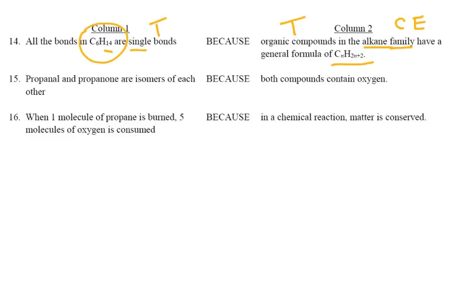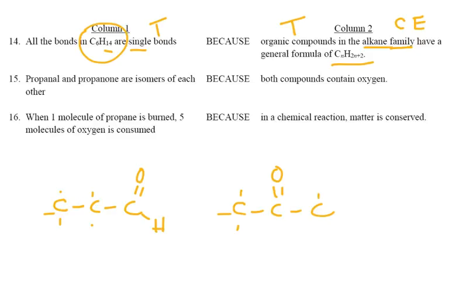Propanal and propanone are isomers of each other. Well, we need to draw these. So propanal is 3 carbons, and it has a double bonded O and an H. It's an aldehyde. And propanone is 3 carbons, and it has a double bonded O, but this one is in the middle. So we can see that this is still going to have the same formula. There's going to be 1, 2, 3, 4, 5, 6 hydrogens on each one, 3 carbons on each one, and an O. So this is true, that they are isomers of each other.